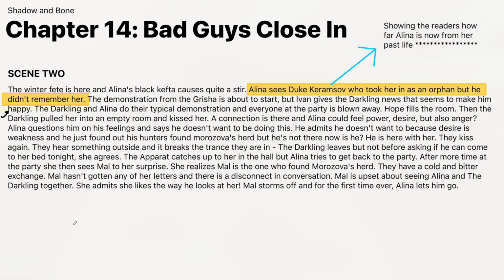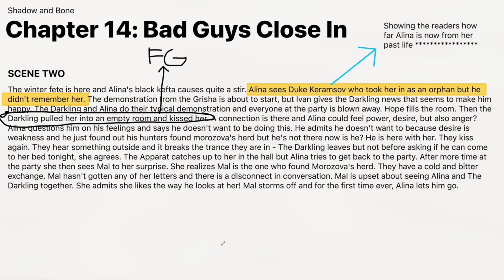The Darkling and Alina do their typical demonstration and everyone at the party is blown away. Hope fills the room because Alina's mission with the Darkling is to destroy the Fold. People are very excited. Then the Darkling pulls her into an empty room and kisses her. Things are heating up now between them, working towards this false goal. A connection is there though.